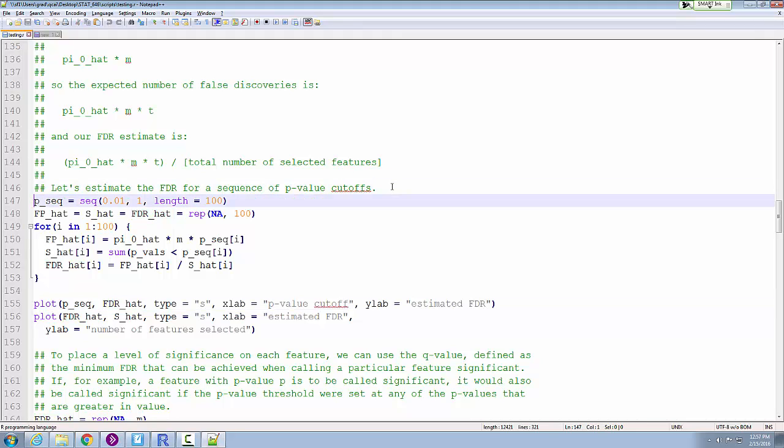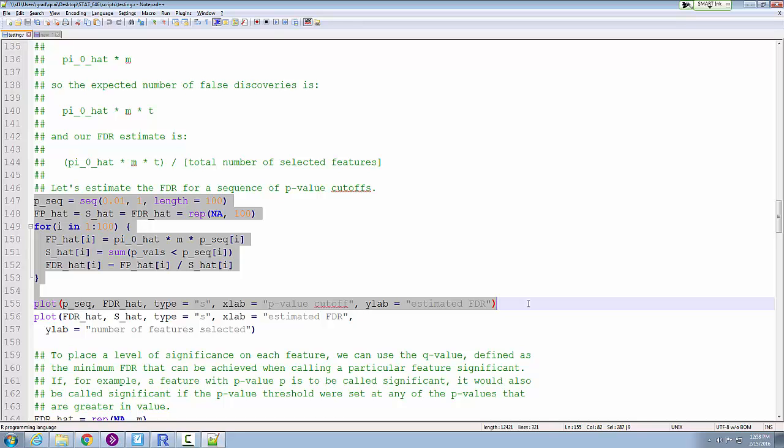Let's compute for a variety of p-value threshold possibilities. Start at 0.01 and go all the way up to 1 with 100 breakpoints in between. So lots of different p-value threshold possibilities. For each one of them, estimate the numerator of the FDR calculation, that capital F, the number of false positives. Compute the number of total positives. That's just the number of features that had p-values below your threshold. And then compute the estimated false discovery rate. And then we can make some pictures.